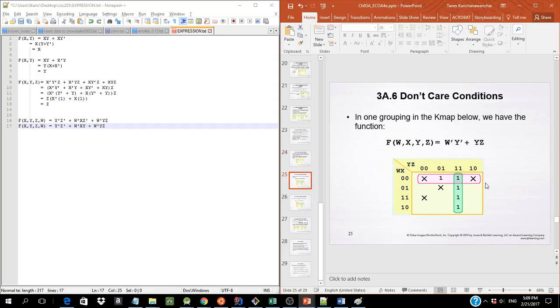So from here we actually just need that one, right? So we simplify to W prime Y prime plus YZ, right? It should be X prime, right? Correct? W prime X prime, right? Make sense? So we don't care about those minterms.